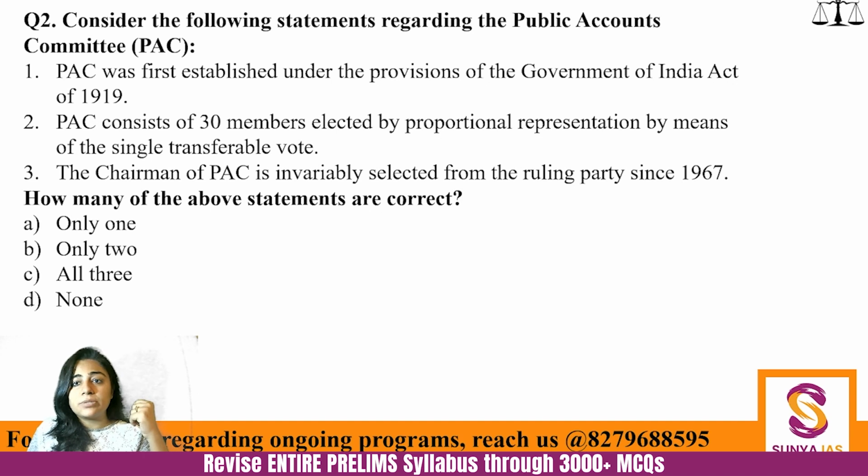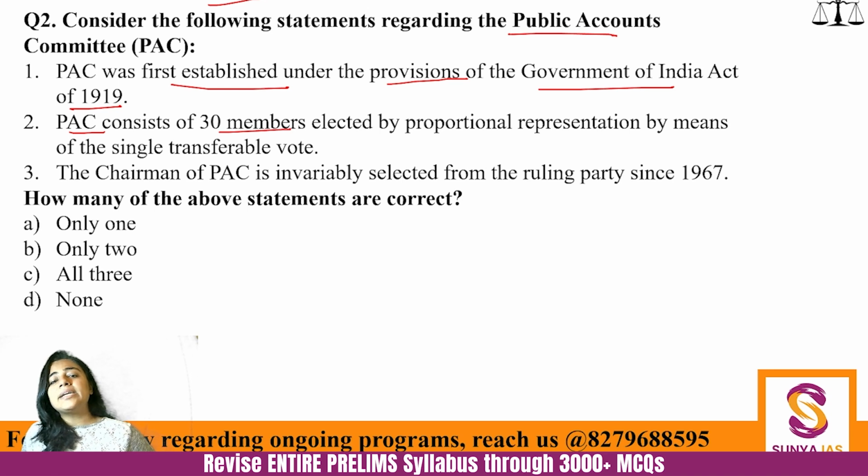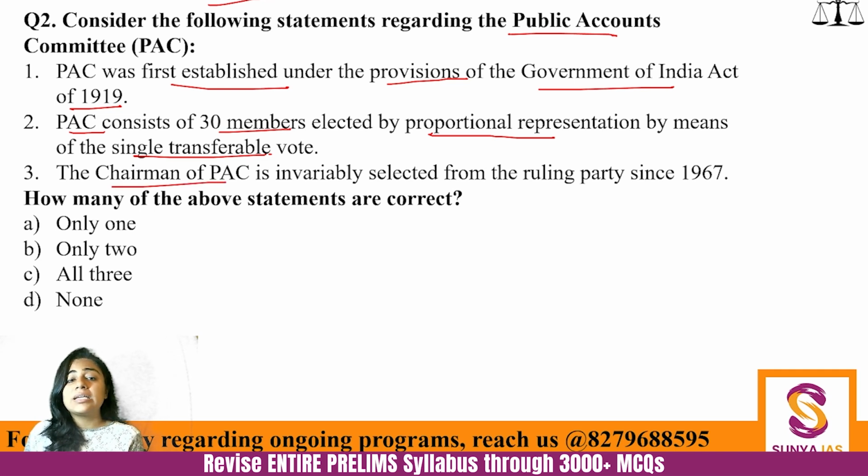The second question: consider the following statements regarding the Public Accounts Committee. PAC was first established under the provisions of the Government of India Act 1919. PAC consists of 30 members elected by proportional representation by means of single transferable vote, and the chairman of PAC is invariably selected from the ruling party since 1967. How many of the given statements are correct?